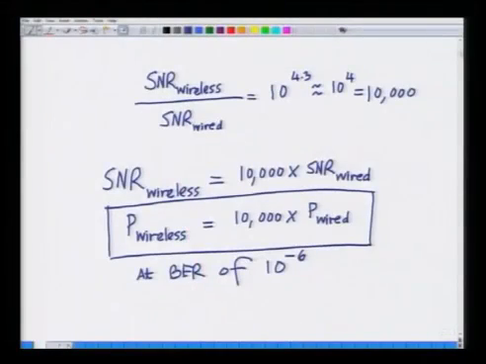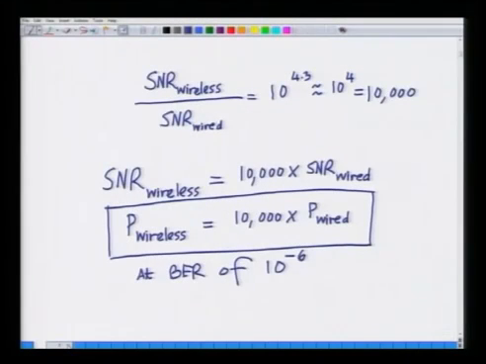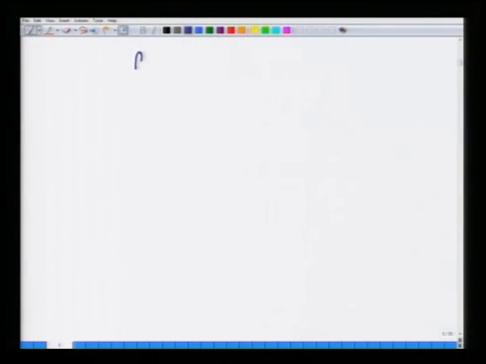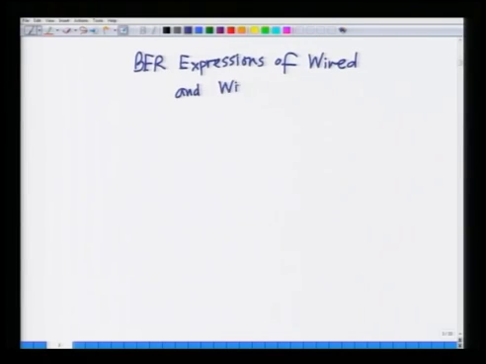Okay. So, now let me give you another reason why this performance difference is so huge. Let us look at the expressions of the bit error rate of a wireline, that is a wired, and a wireless communication system. Let us look at the bit error rate expressions of wired and wireless systems.